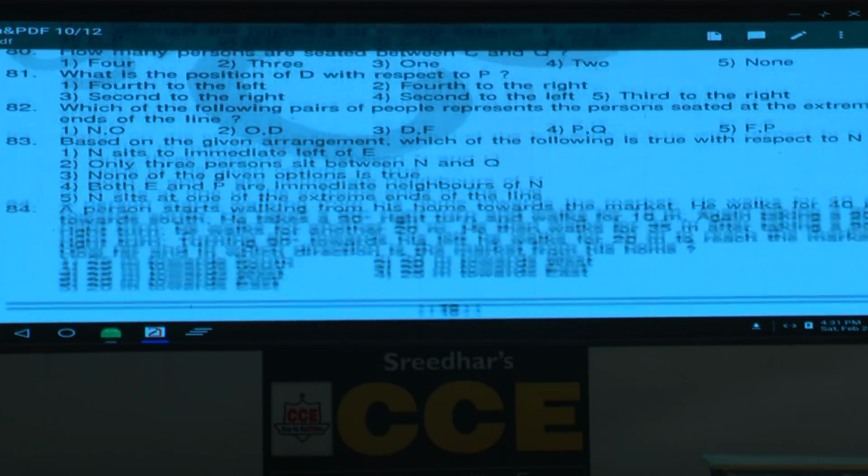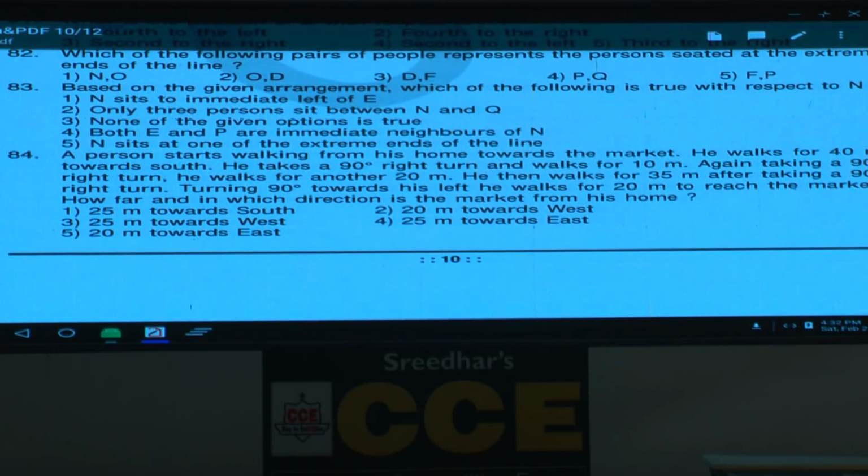Now, in this question number 84, a person starts walking from his home. It is based on directions. Only one question is based on this one. A person starts walking from his home towards the market. He walks for 40 meters towards south.